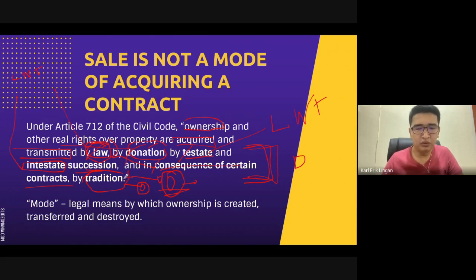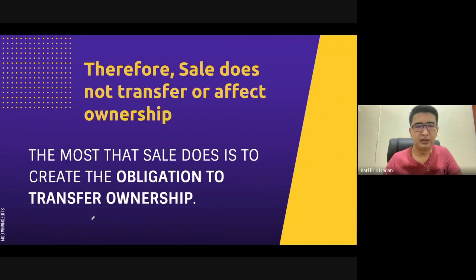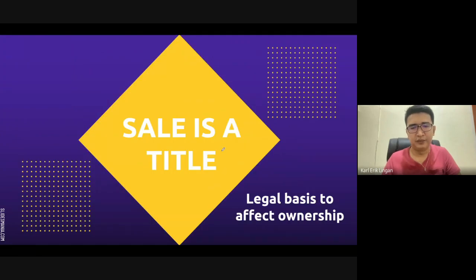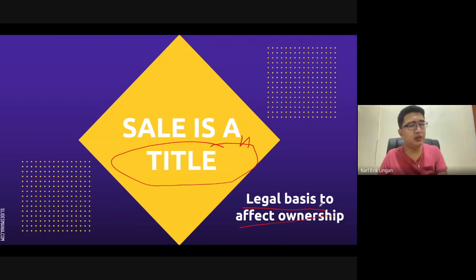Okay? Law is the legal means by which ownership is created, transferred, and destroyed. Therefore, sale does not transfer or affect ownership. The most that sale does is to create the obligation to transfer ownership. Diba sabi natin, the seller obligates himself to transfer and deliver. Yan yung nagagawa ng sale. Sale is only a title, sabi natin. It evidences that there is a transaction that happened that will allow for the transfer of ownership. Title meaning it is a legal basis to affect ownership. It does not transfer ownership, but it may affect ownership. Okay?